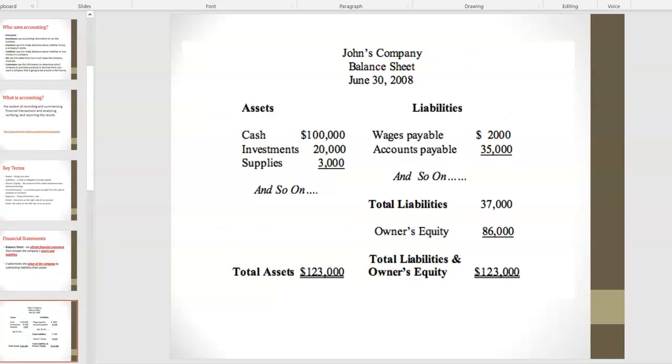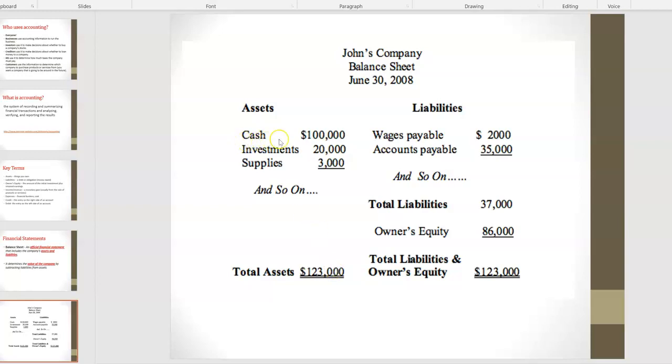Okay, so again, if we're looking at this sheet right here, what we'll see is information about John's company. On June 30th of 2008, this was the value of John's company. John owned assets worth $123,000.